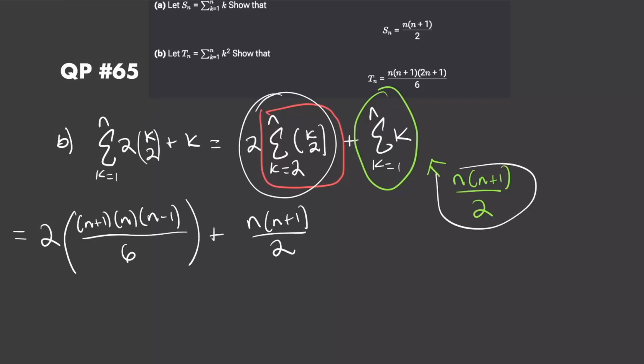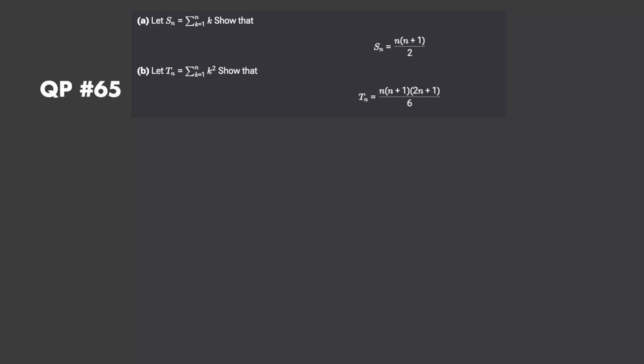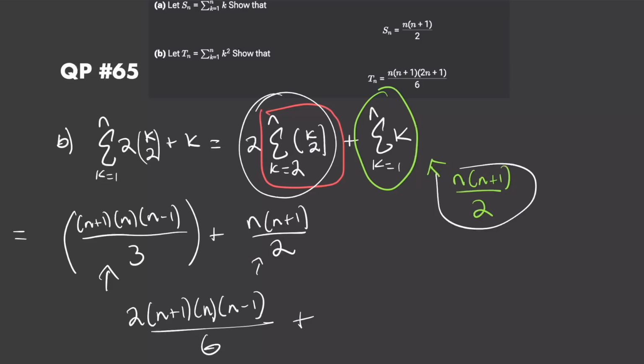Okay, first of all, we can cancel this 2 with the 6. We're going to get a 3 down here. Now we need to find a common factor. It's going to be 6. So we're going to multiply this one by 2 right here. So when I do that, I have 2 times n plus 1 times n minus 1 divided by 6 plus this term I'm going to multiply by 3. So 3 times n plus 1 divided by 6.